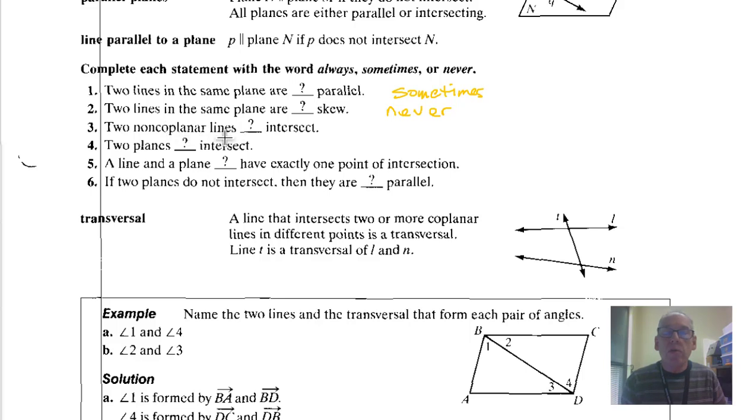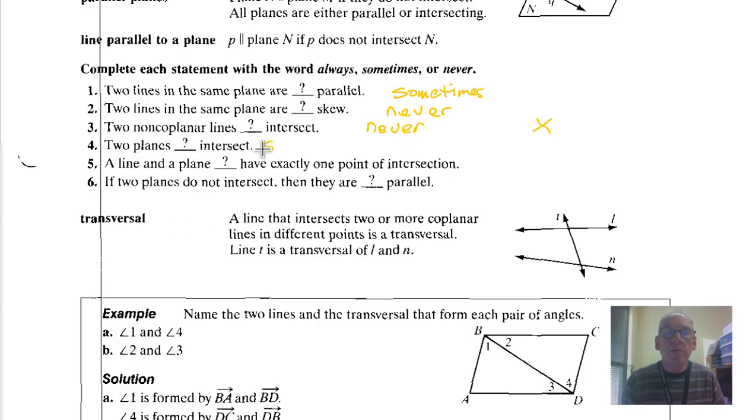If we have a non-coplanar line with another line that's not in the same plane, then those lines could be skew, which means they're not going to intersect. But if they did intersect, like in an X-type situation, we could think of a plane that would actually make those coplanar. So this is also a never.